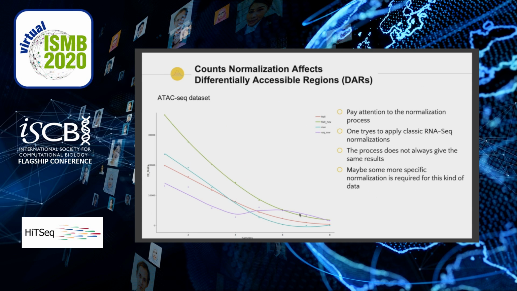The first aspect that we investigated is the normalization of this kind of data. So applying different normalization methods for RNA-seq data, we obtain different numbers of differential accessible regions for the HiTSeq data. So this suggests that maybe a more specifically designed normalization is required for this kind of data.